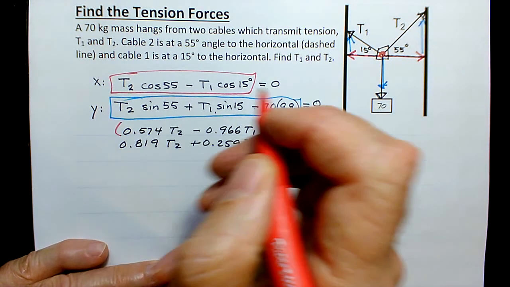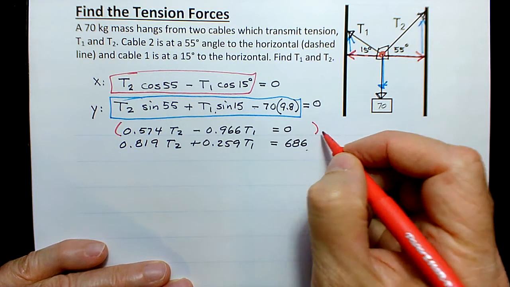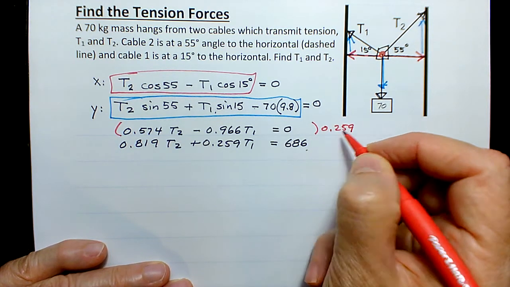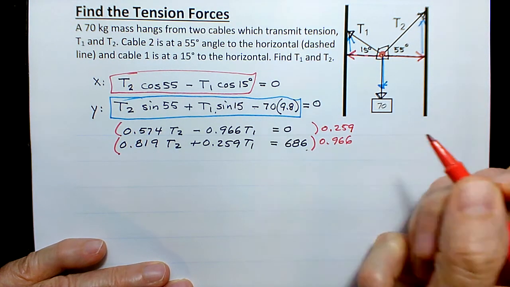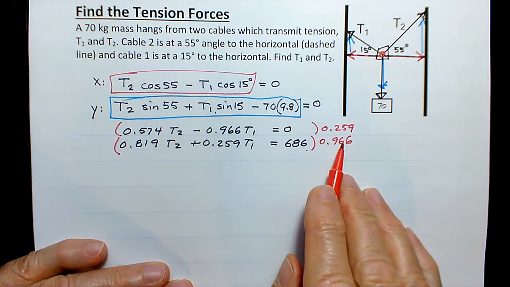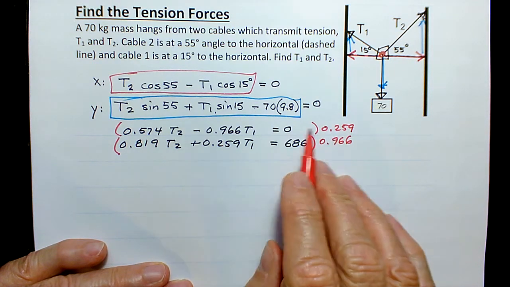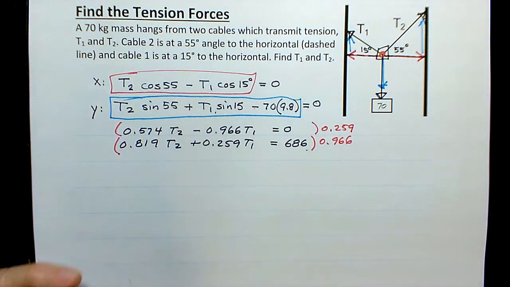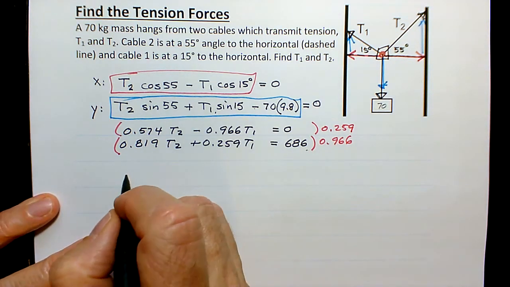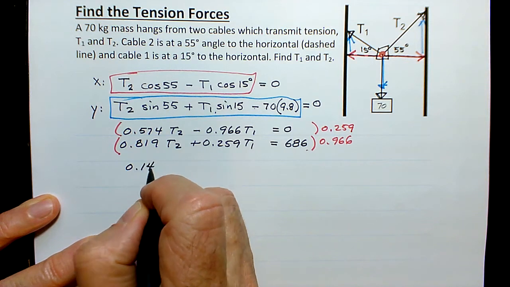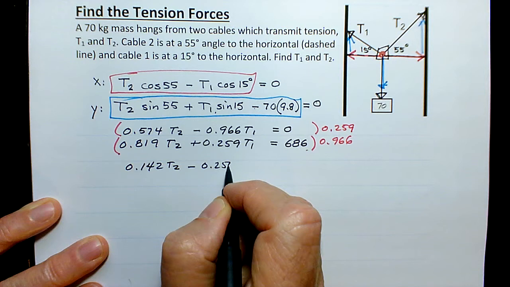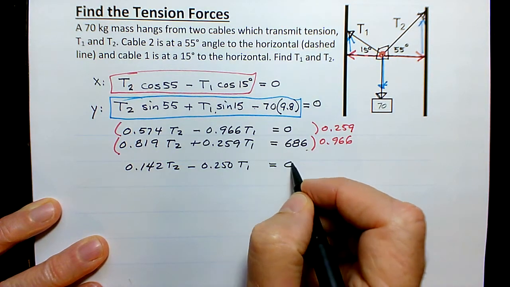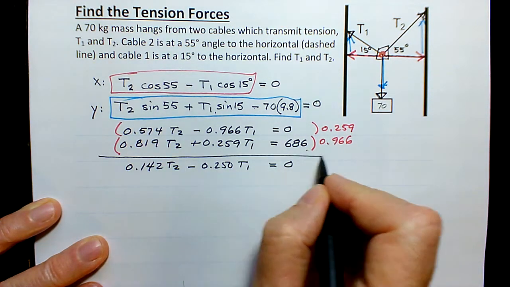Alright, so I'm going to multiply the top equation by 0.259 and the bottom equation by 0.966. So that will ensure this times this is the same as this times this. I get the same number with opposite signs. Alright, so it's a very simple strategy. This is going to give me 0.142 T2 minus 0.250 T1 equals 0. Draw a line.